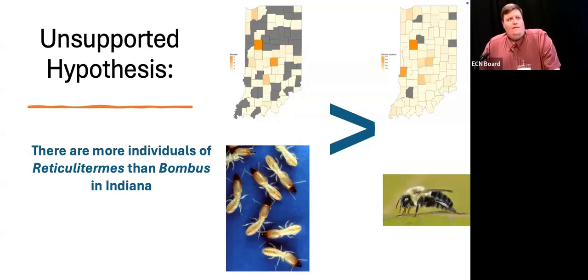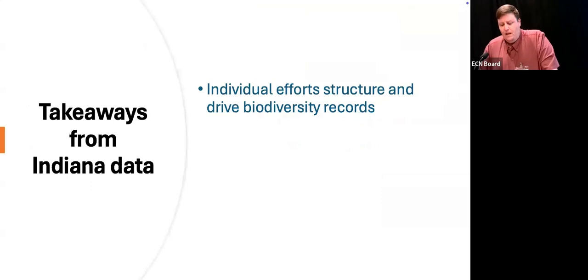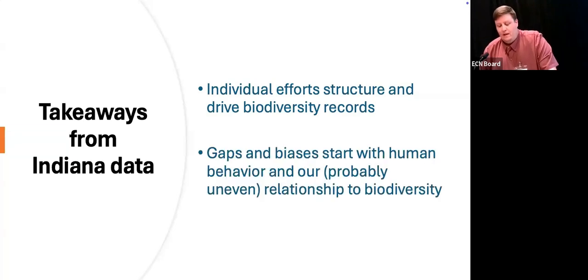And even if these are all coming from iNaturalist records, there are plenty of cockroach species in populated areas as well, and we're not putting those on the map, right? So I think there's something fundamental underlying the types of data that are being published. My takeaways from that are that individual efforts really structure and drive our biodiversity records and what we know about the fauna of different areas.